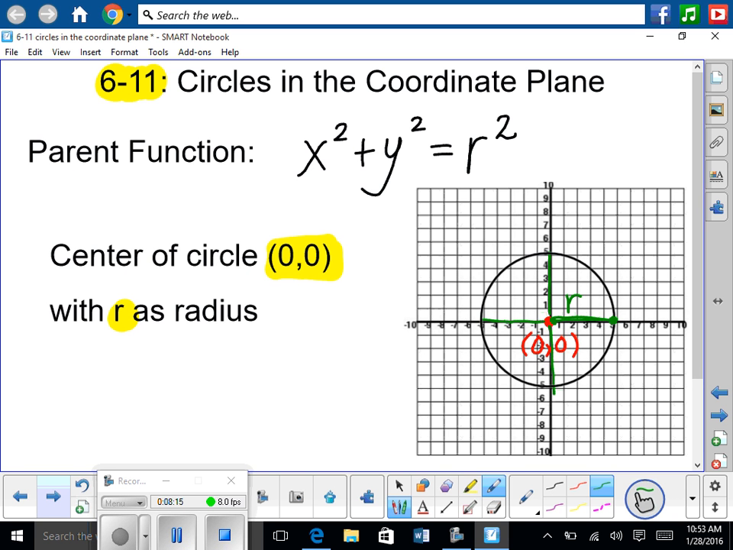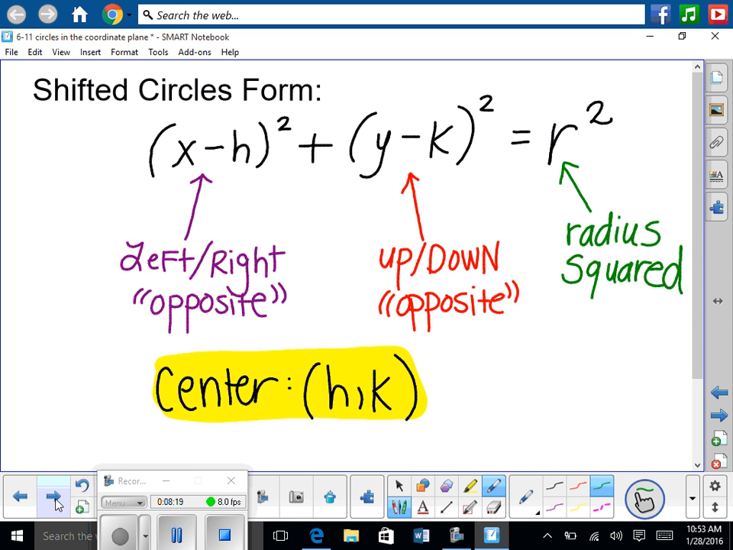So just keep that in mind. You should know that by now. All right, awesome. Now this is what you'll want to write down. We're going to be dealing with shifted circles. We're taking our parent function and shifting it, and this is what the equation is going to look like: (x minus h) squared plus (y minus k) squared is equal to the radius squared.